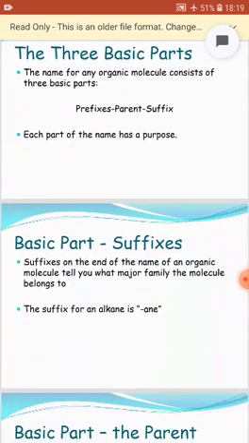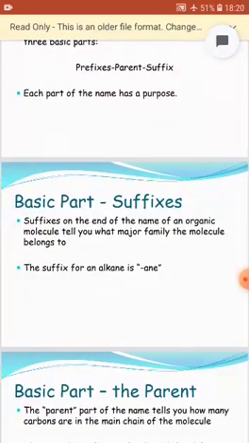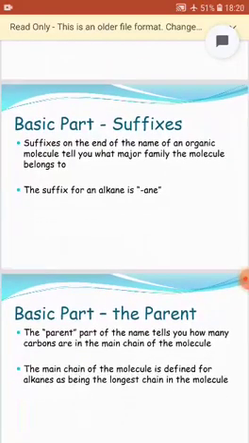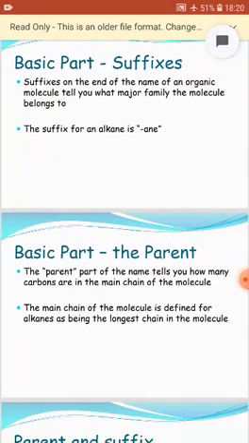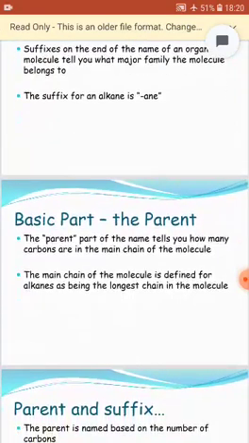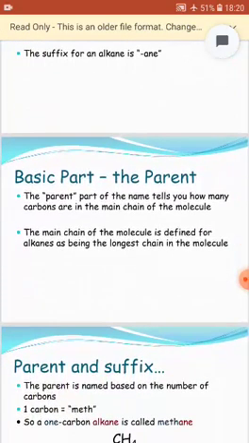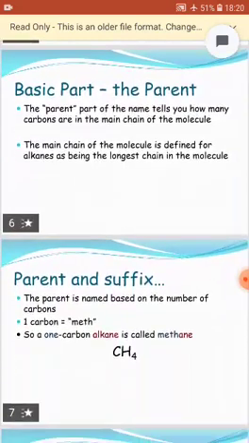Basic part: suffixes. Suffixes on the end of the name of an organic molecule tell you what major family the molecule belongs to. The suffix for an alkane is ane. Basic part: the parent. The parent part of the name tells you how many carbons are in the main chain of the molecule. The main chain of the molecule is defined for alkanes as being the longest chain in the molecule.